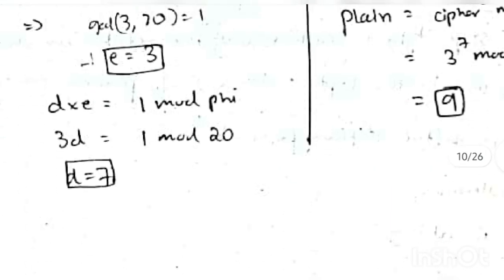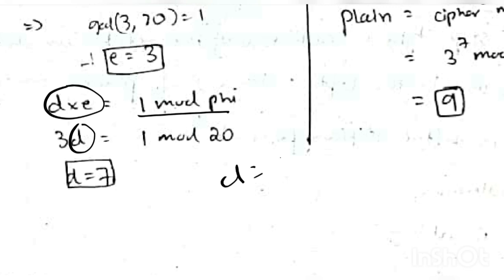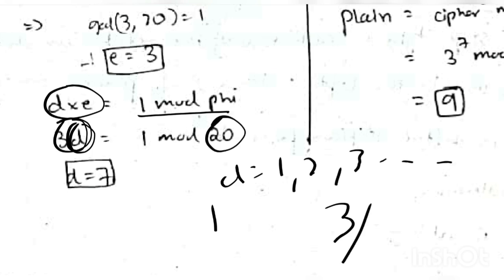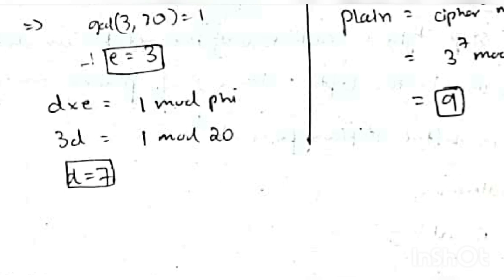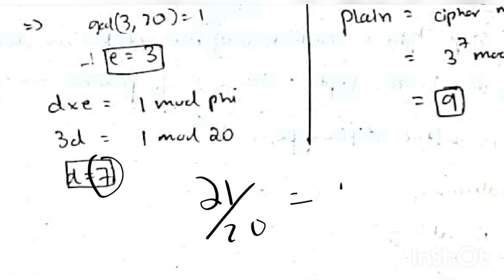After you get E, find D into E is equal to 1 mod phi of n. Here keep on putting the values of D, like D is equal to 1, 2, 3, like that. Suppose you put 1, then 3 ones are 3, divide it by 20. What is the remainder you get? Not the quotient, the remainder, you get 3. What if you put D as 2, then you get 6. 6 by 20, the remainder is also 6. Like that you keep on doing, you will get the D value as 7. For 7 you get 21, 3 sevens are 21, divided by 20 you get the remainder 1, right. So the selected value for D will be 7.